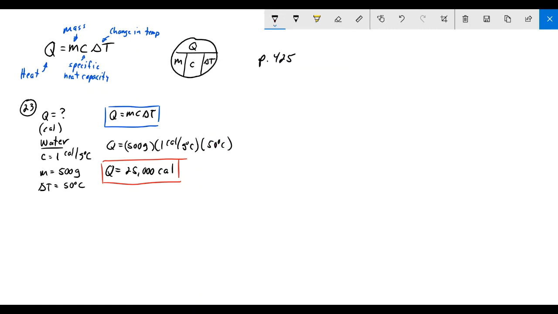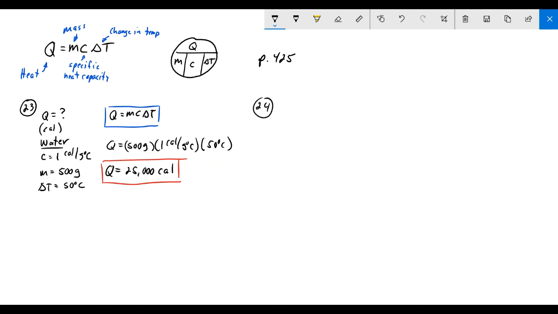We could change this to joules if we like, because 1 calorie is 4.18 joules, but the problem doesn't ask us to do that, so we're just going to leave it like this for now. What we are going to do, though, is look at number 24, the next one.